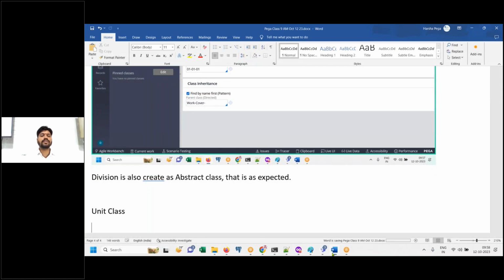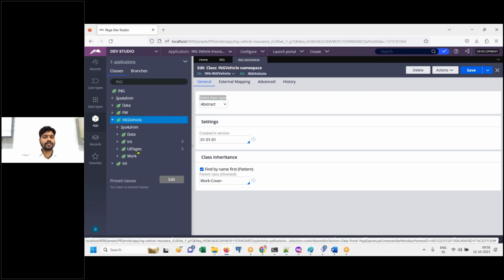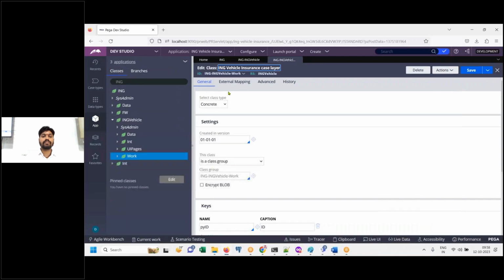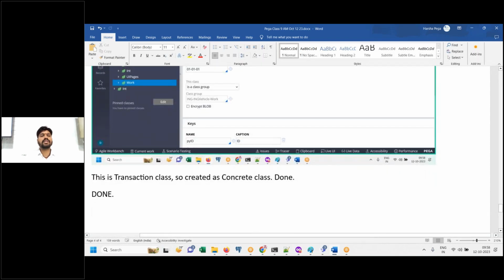Unit class. Next one is what? Work class. If you want to see, get inside this. Arrow mark is there, no? Expand icon. Get inside this, you see work. So many others are there. Focus on only these three levels. Definition. Created as, this is a transaction class. Created as a concrete class. Just that observation is needed because we will be accessing it and we should know what the type is. Going forward we're going to use these. In future we will create our own classes also later.